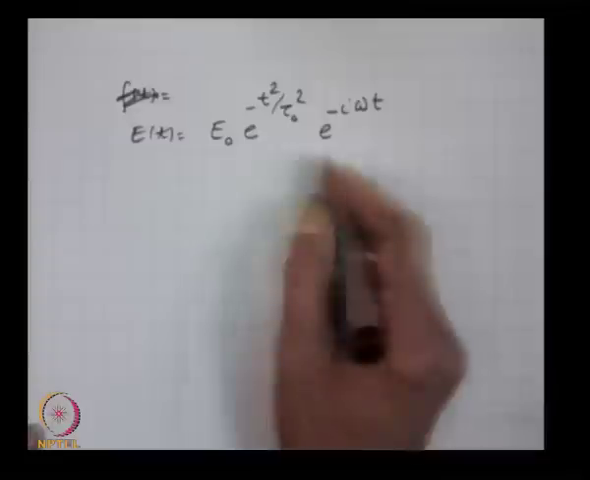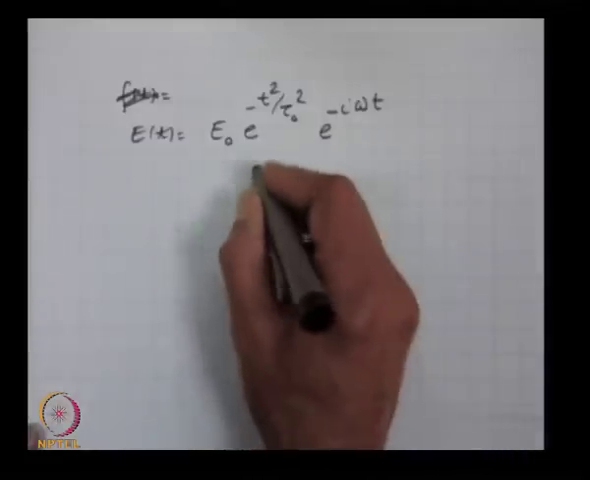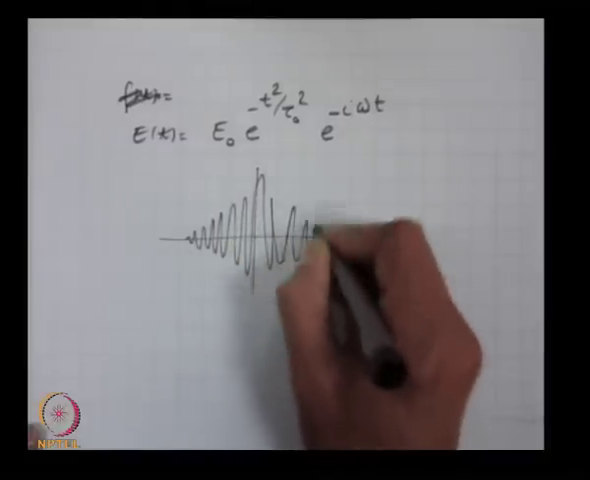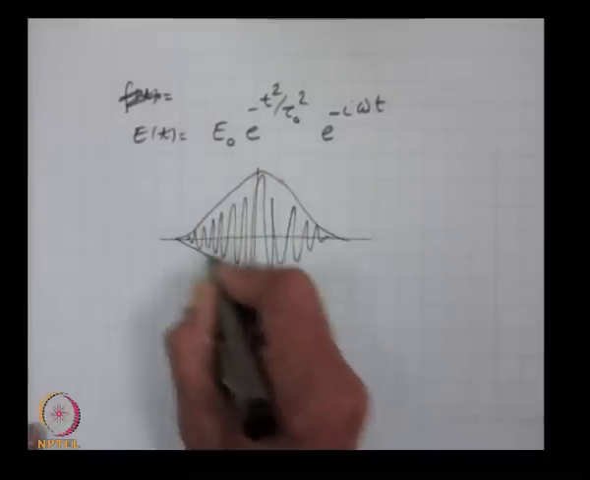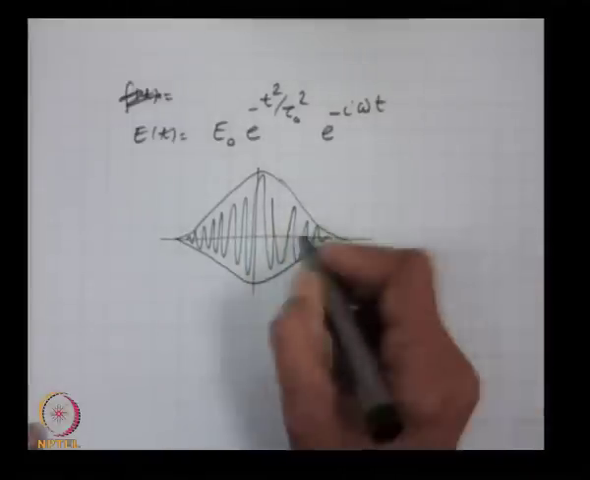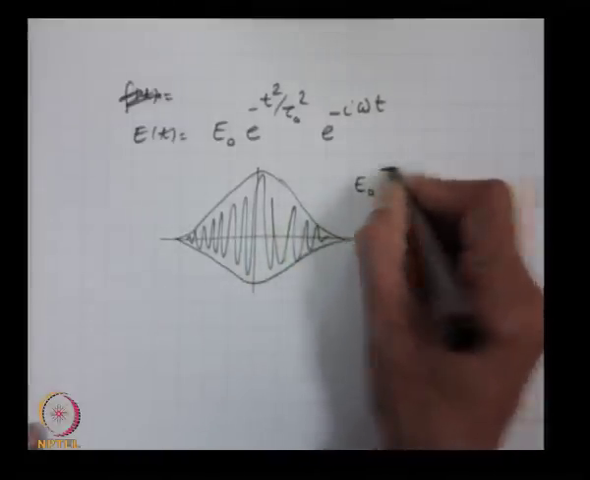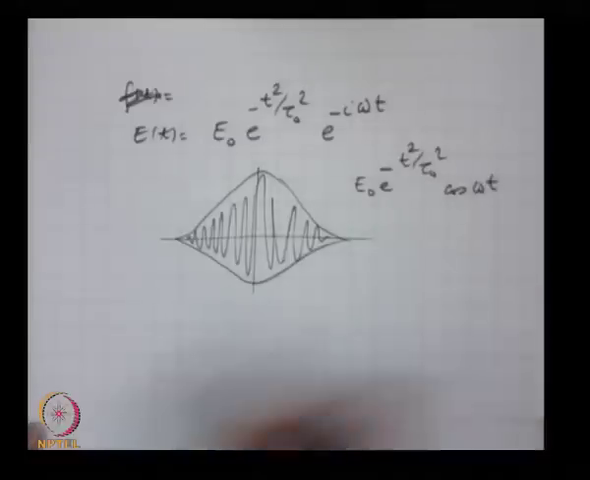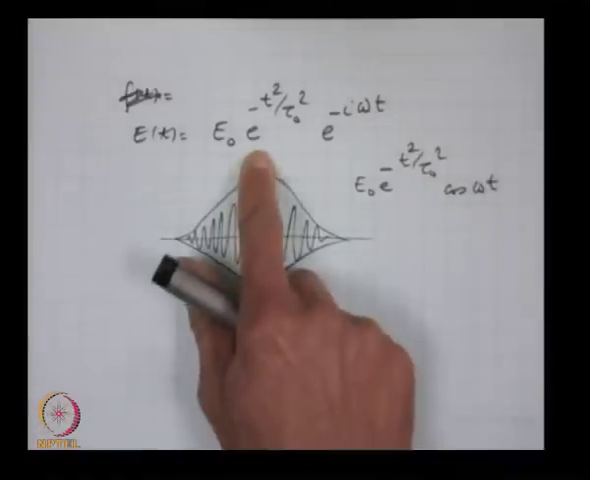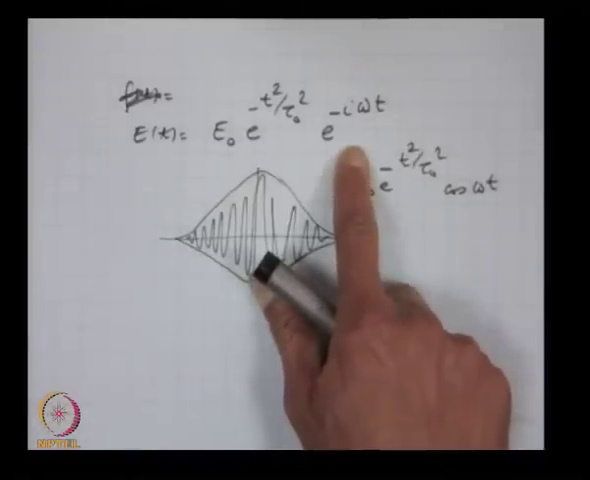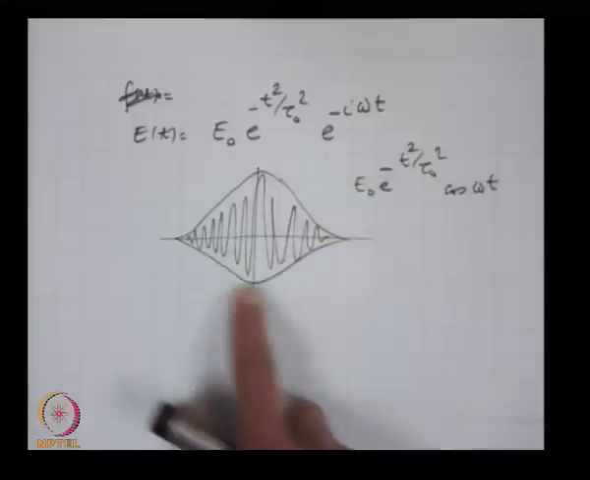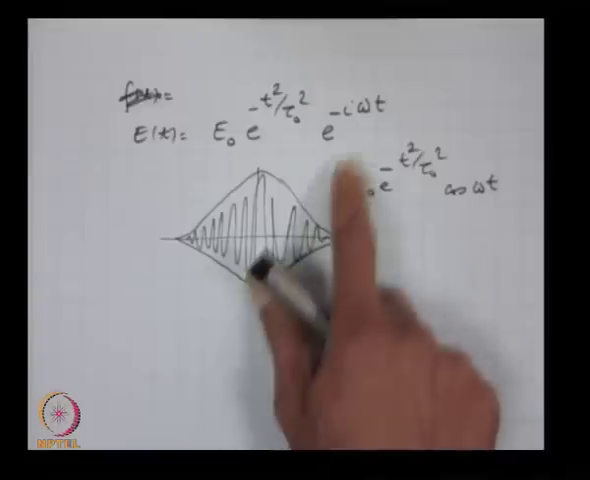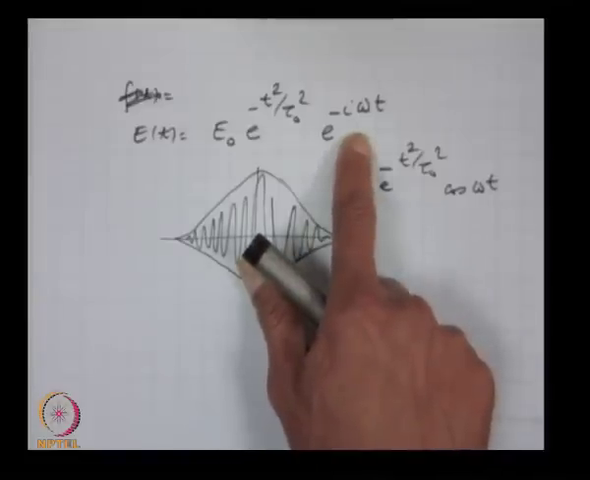If I were to draw the real part of this equation, the electric field will look like this. This is the envelope, and inside there are the oscillations, because what I'm plotting is E0 exponential minus t square by tau 0 square times cos omega t. Now this is an amplitude term, and that is a phase term. The instantaneous frequency within the pulse is constant because the phase term is omega t, exponential minus i omega t. Frequency remains constant with time.